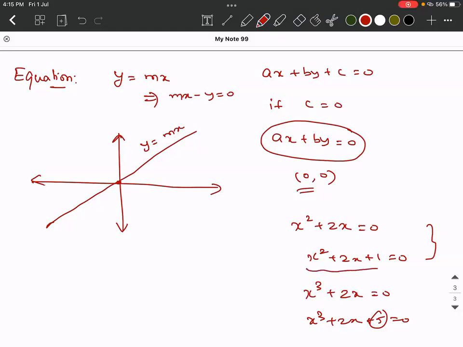That will not pass. Why? Because you have plus 1 added. So what is the meaning of passing through the origin? It means (0, 0) should be a point in that equation. So if you substitute x is equal to 0, what are you going to get? 0, 0. In the first one, you will get 0, and 0 will satisfy. Whereas in the second one, is 0 satisfying? You cannot say 1 is equal to 0. That is why it doesn't pass.